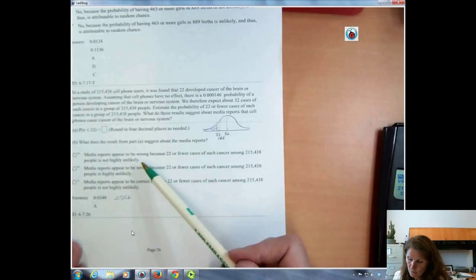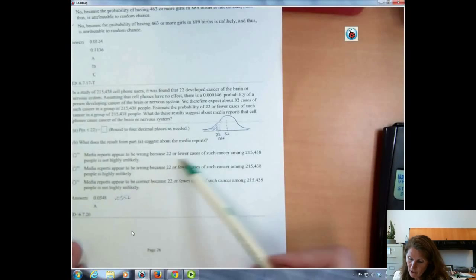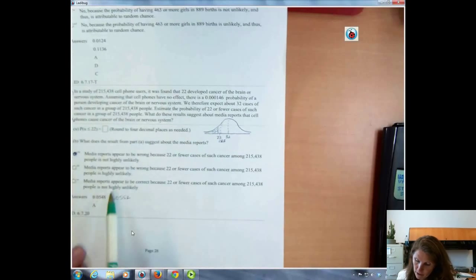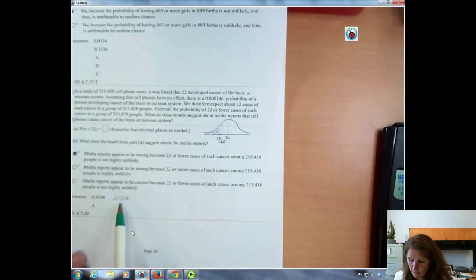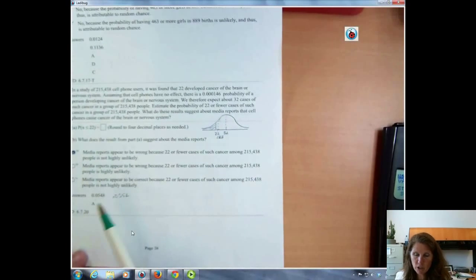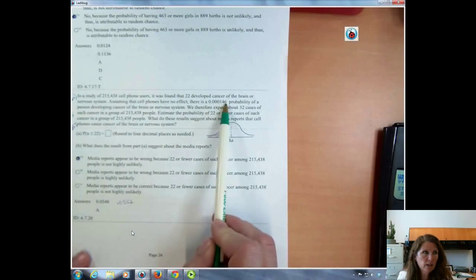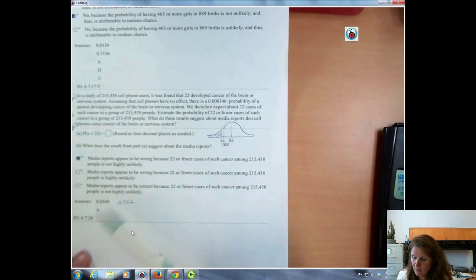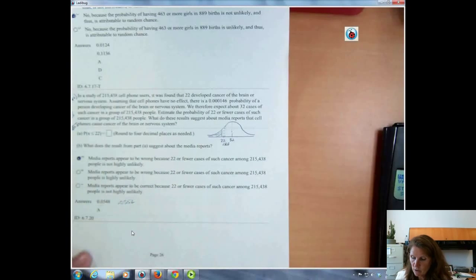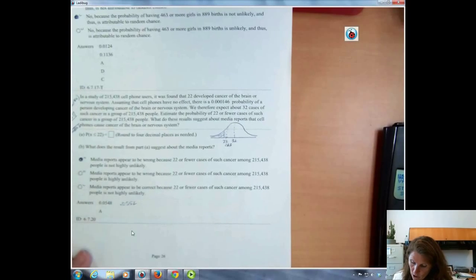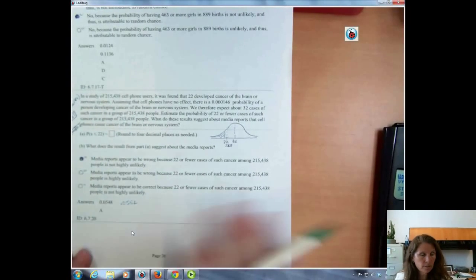So 22 or fewer cases is not that unlikely, because the probability is 5% or more. That's all we have to always look at. So it could happen by chance. These people are getting it by chance, because there's a chance that anybody could get it. Here's the chance, and it's happening at that rate. Just because they use cell phones, we have not shown that that rate has increased because of that. So I would go with A, which is the answer there.